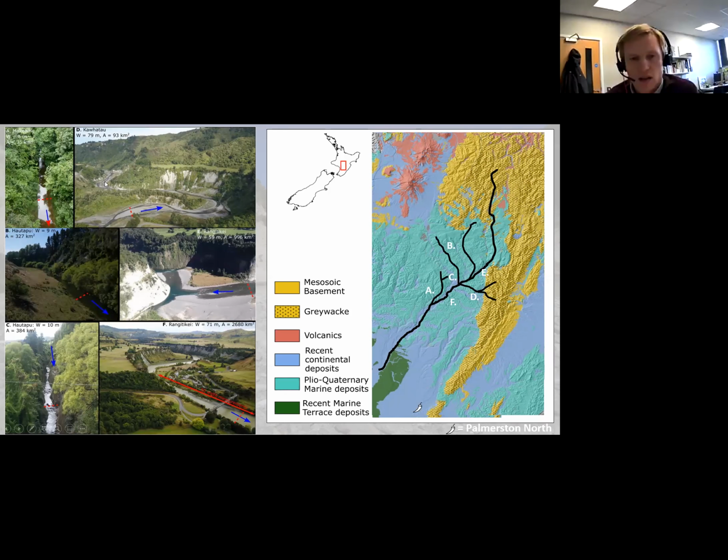And we can see that qualitatively as you move around the catchment. So these photos are taken from a variety of different locations labeled with the letters. So point A here, this is the Makahini tributary. This only drains the mudstone and the sandstone.